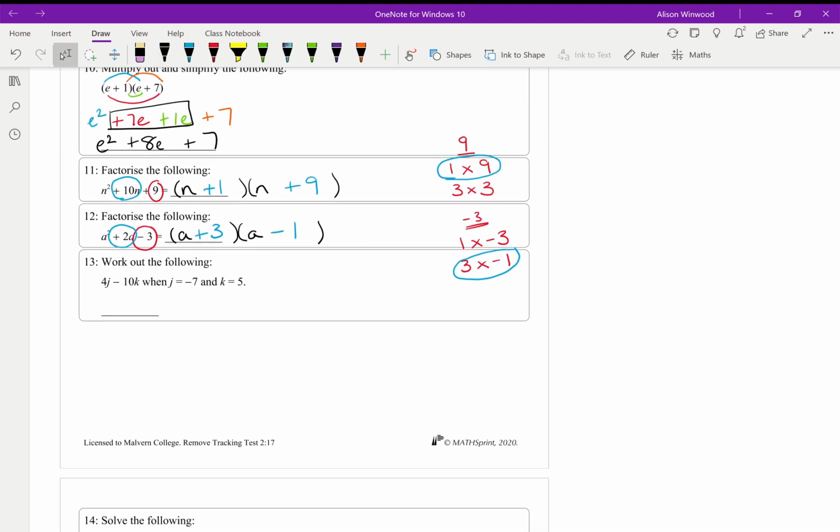Substitution. We're going to replace the j with the number negative 7 in brackets. Subtract 10, and we're going to replace the k with a 5 in brackets. And we can put that straight into our calculator, and it tells us it's negative 78.